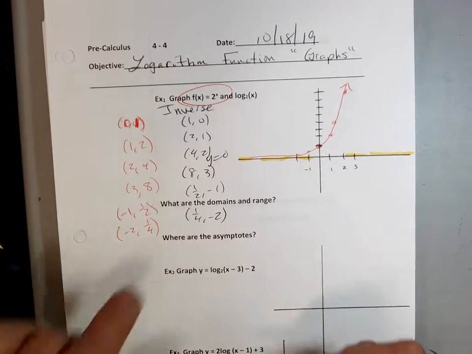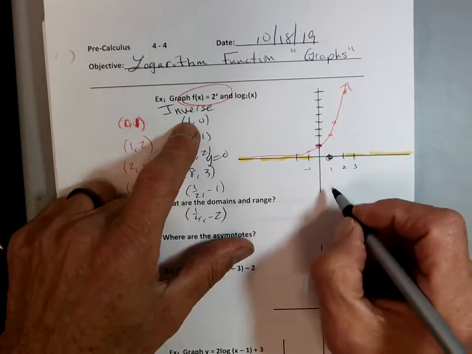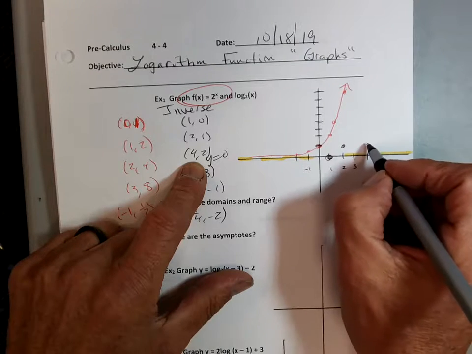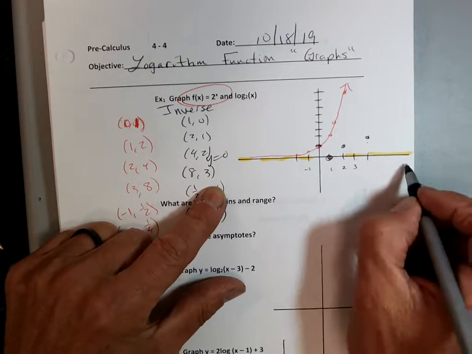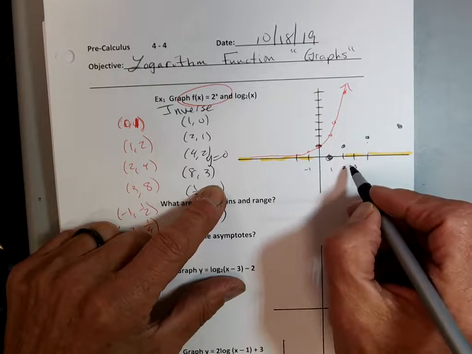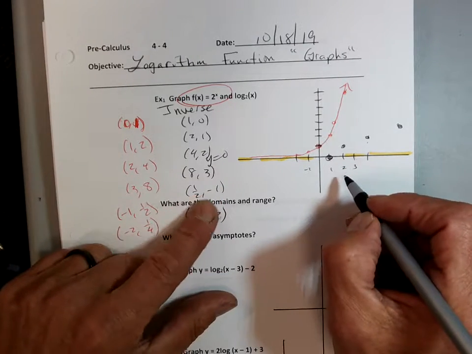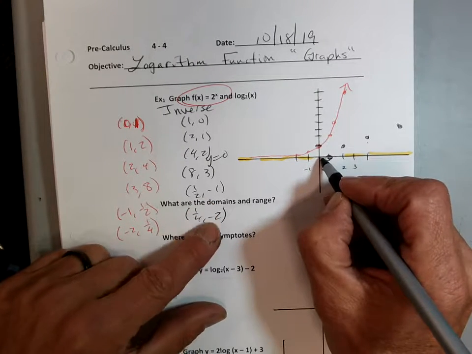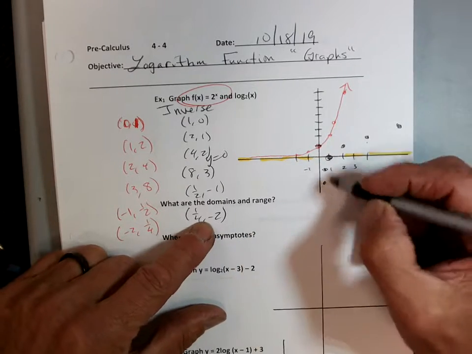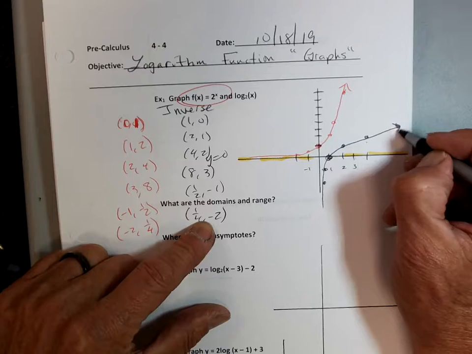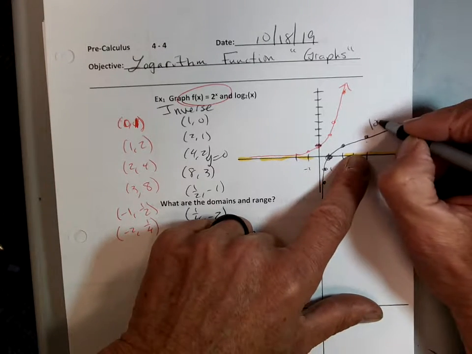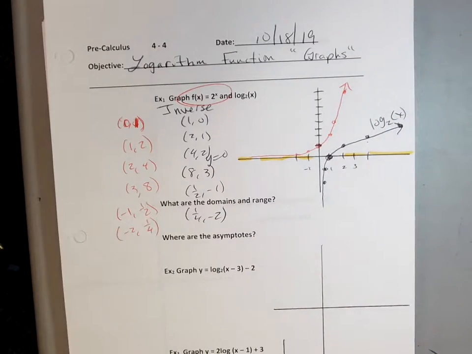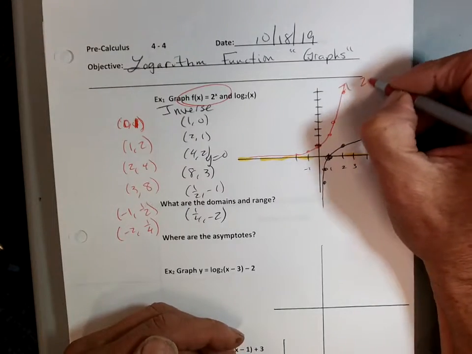If I were to graph those points, I've got a point at 1, 0. That's right there. I've got a point at 2, 1. I've got a point at 4, 2. I've got a point at 8, 3. I've got a point at 1/2, -1. And I've got a point at 1/4, -2. That's my log base 2 of x. And here's my exponential, which is my 2 to the x.